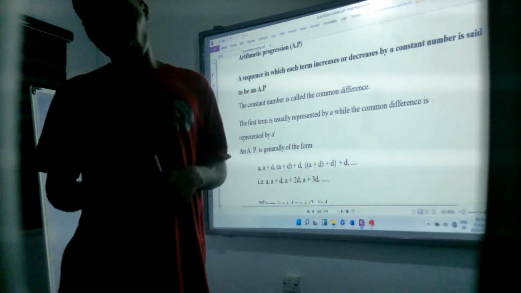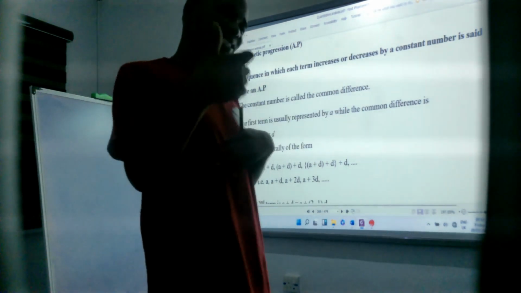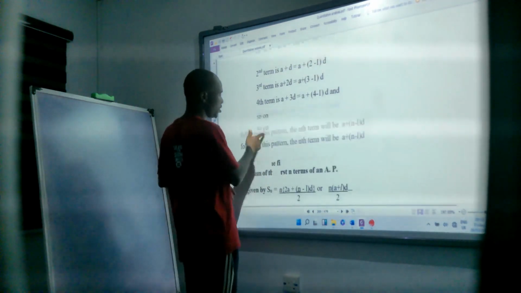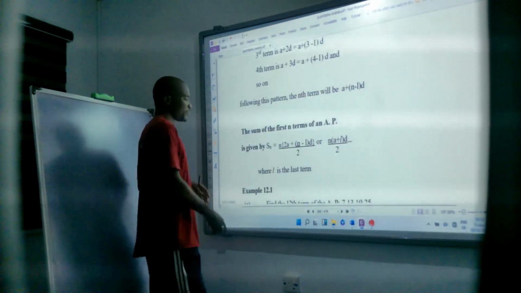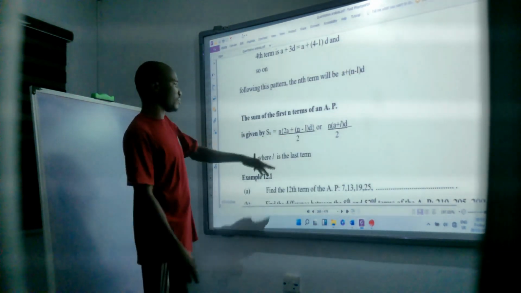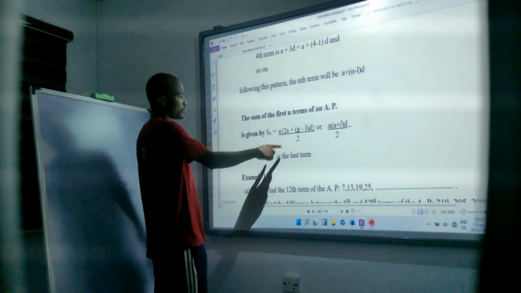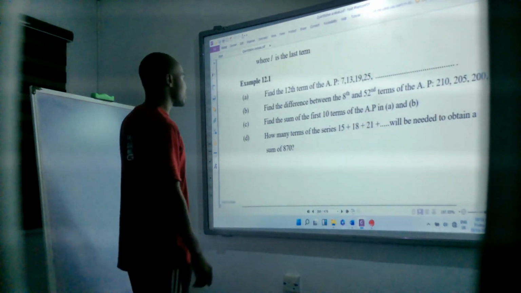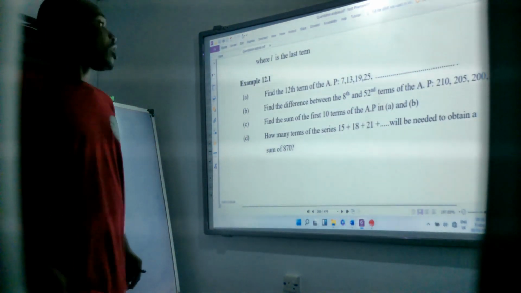So arithmetic progression, I've told you, we are adding or subtracting a constant number and getting the subsequent term. And all of this is just the story. I've given you the nth term formula. And the sum of the first nth terms, we use this, n over 2 times 2a plus, this is the same thing.